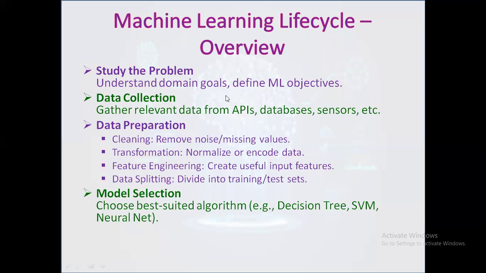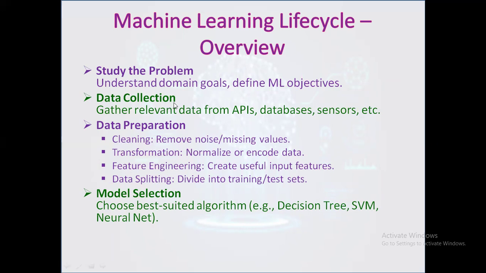The first step is we have to collect the data. Data collection is very important. First, we have to study the problem. This initial phase involves understanding the problem domain and identifying the specific objectives that the machine learning model needs to achieve. This step defines the scope and expected outcome of the ML project, aligning it with business or research goals.